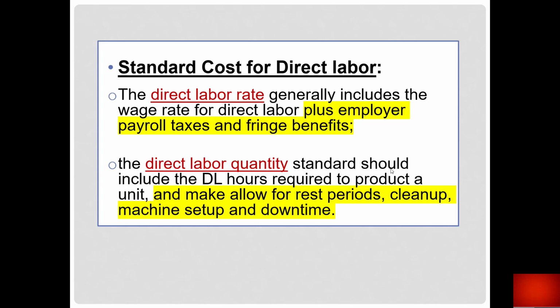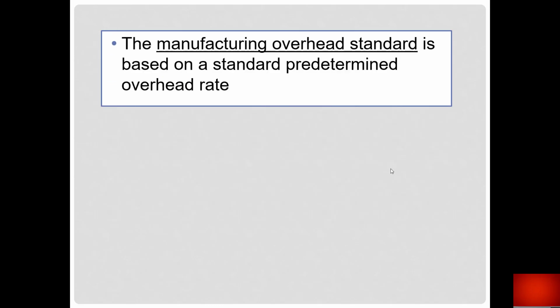Likewise, for labor, consider the labor rate, but also factor in payroll taxes and fringe benefits. For the labor quantity, identify how many hours it should take to produce a unit, but then build in rest periods, cleanup, machine setup, and even machine downtime. For overhead, you've really learned in the past how a standard is set for overhead, because the predetermined overhead rate is actually a standard cost of overhead.